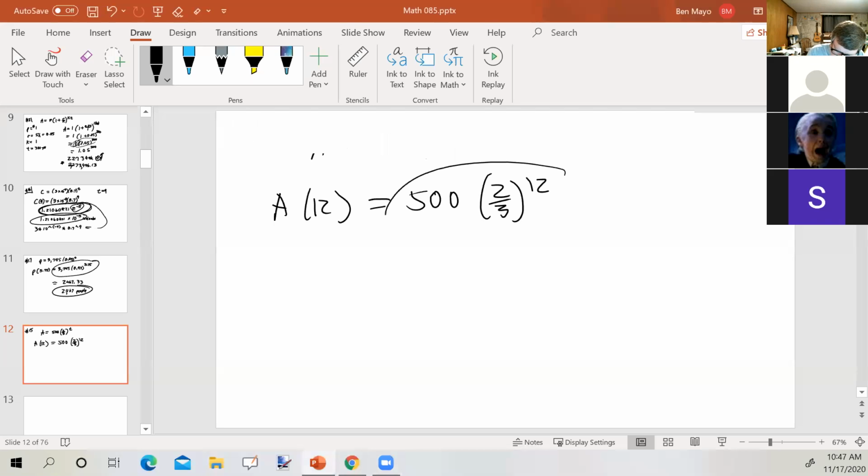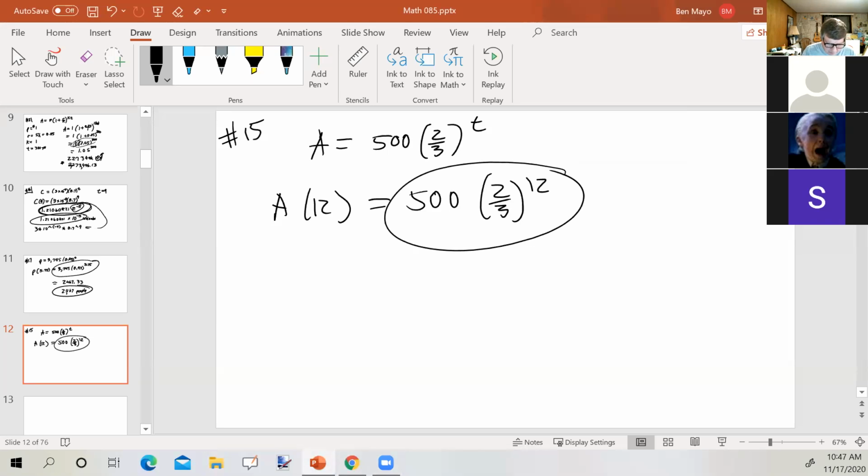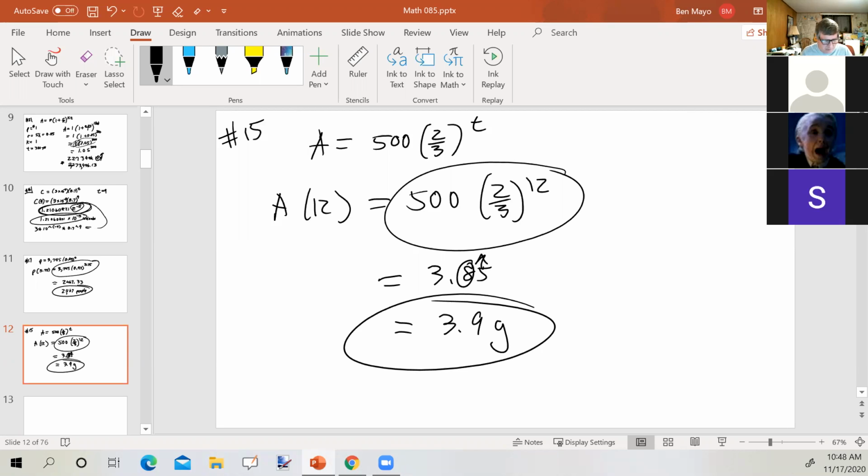So we're going to put this into our calculator. So 500 parentheses 2 divided by 3 close parentheses raised to the 12th power. And I'm getting 3.85. It said round to the nearest 10th, which would be in the 8 column. The 5 would round up. So 3.9 grams would be the final answer. Any questions about that one? Okay.